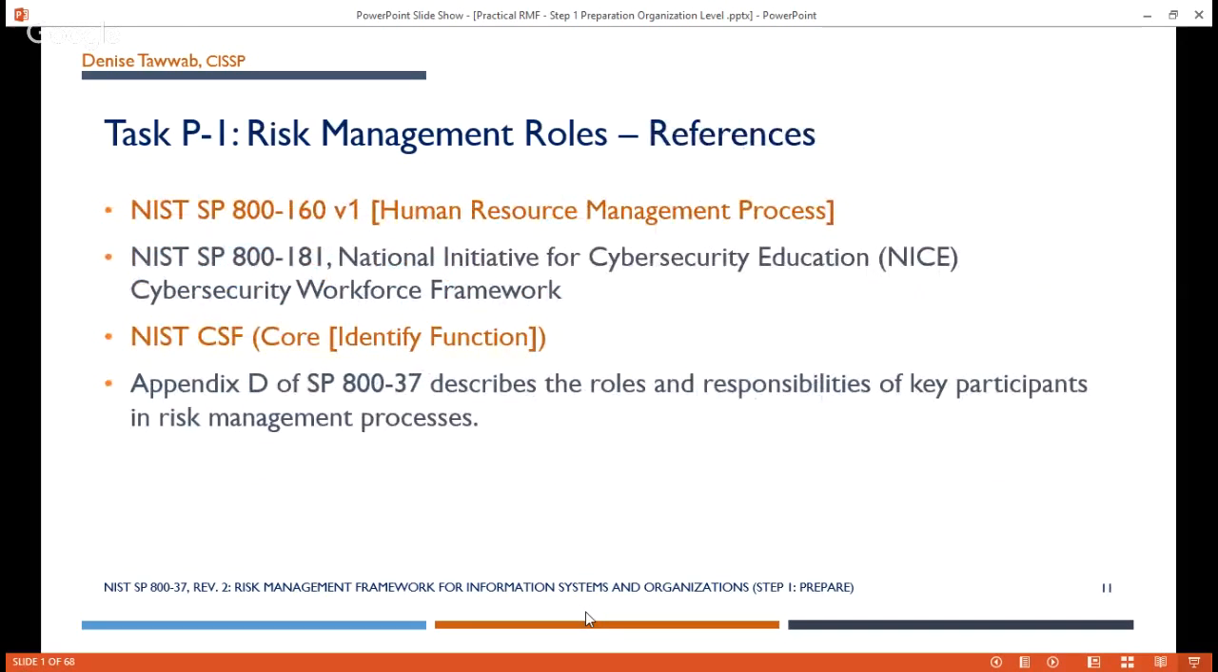Some references that'll help you do this task are NIST Special Publication 800-160, and Appendix D of 837 itself describes the roles and responsibilities, and I'll also do a video on that. But look at Appendix D in 837, and it will give you a breakdown of all the roles and what each one of those roles is responsible for according to NIST.